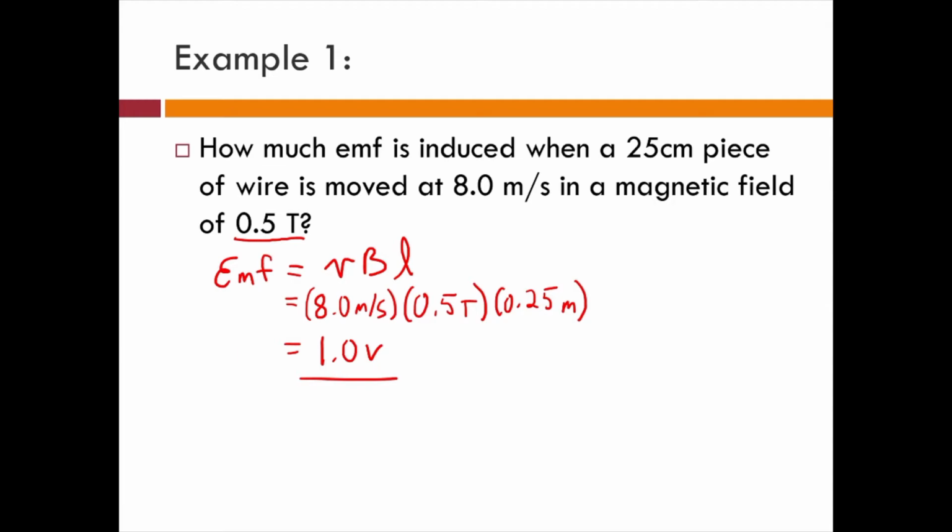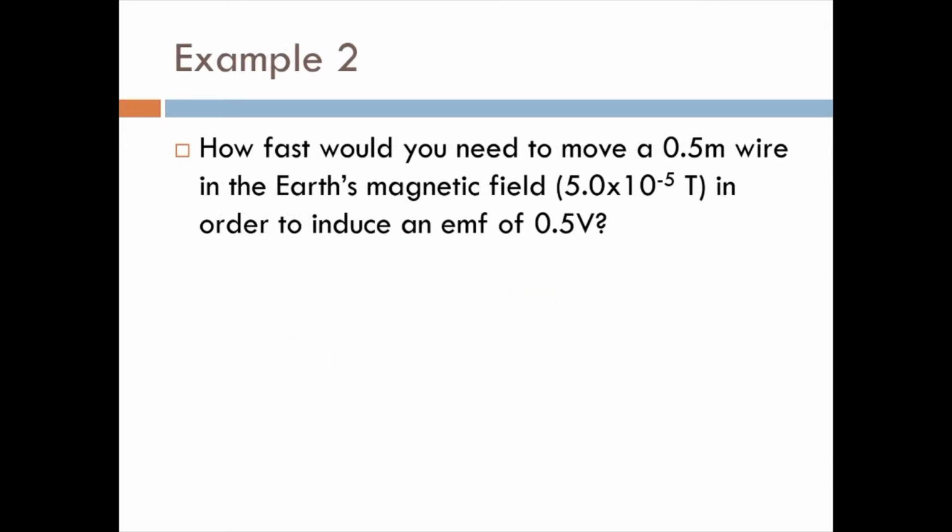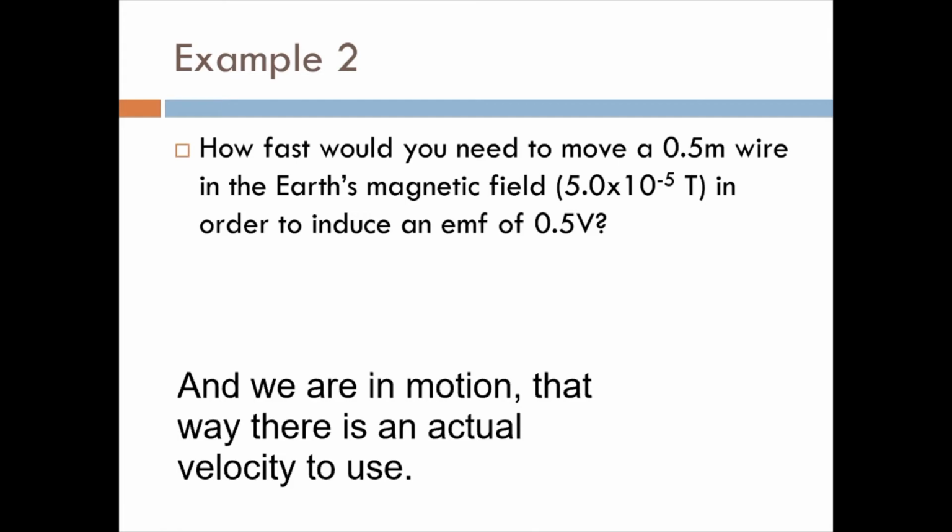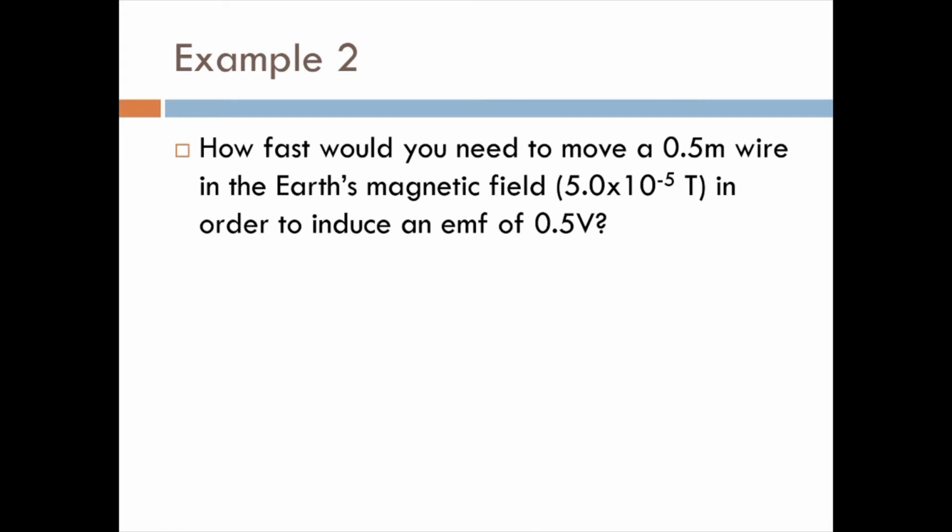Okay. So let's suppose then that we have a wire and we are moving through the Earth's magnetic field. We're going to assume that the Earth's magnetic field is stationary. Otherwise, if the Earth's magnetic field is moving at the same speed as we are, then there's zero relative velocity. So for this example, we're going to assume the Earth's magnetic field is stationary. How fast would I need to move a 0.5 meter wire in the Earth's magnetic field? Notice the Earth's magnetic field is really tiny on average. Some places it can get higher than that, and other places it's smaller than this, but this is kind of the average.